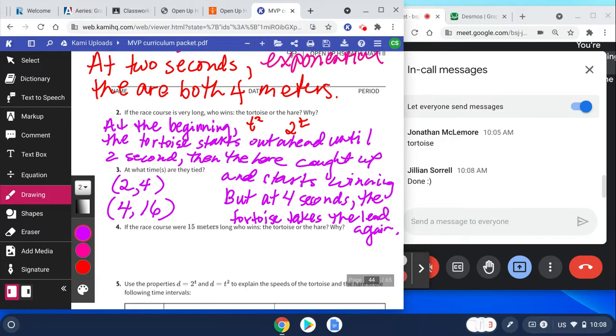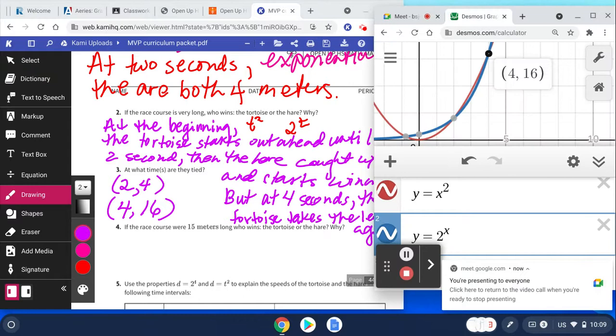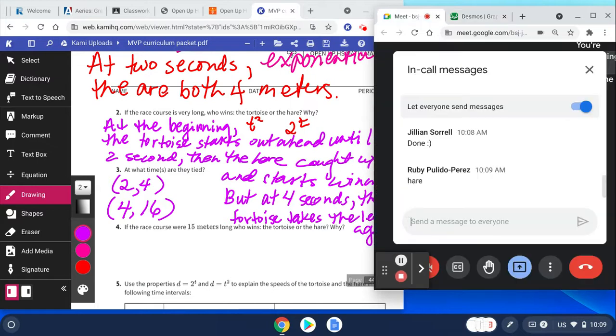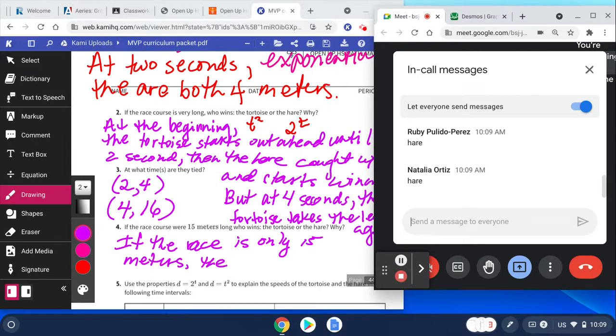Okay, question for you. If the race is only 15 meters long, who wins, the tortoise or the hare? So looking at this picture, at 16 is where the tortoise starts to win again. So going back to 15, who would have been winning then? You got it, Ruby. If the race is only 15 meters, the hare would win.